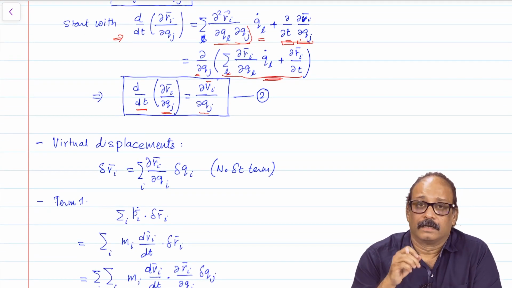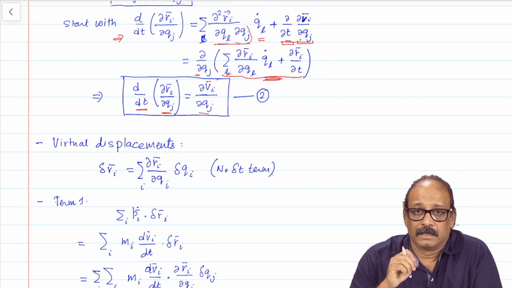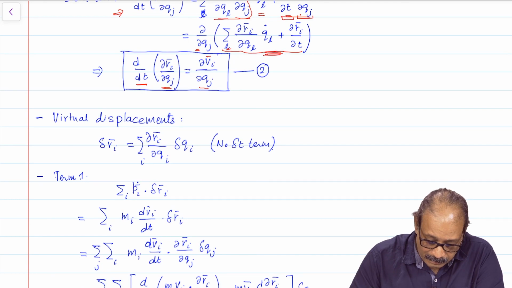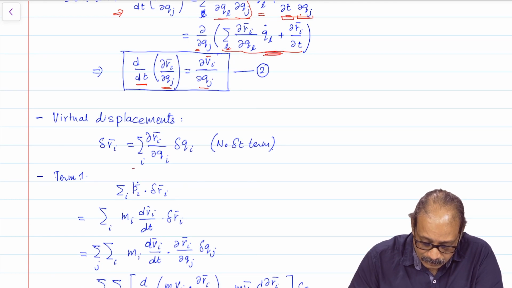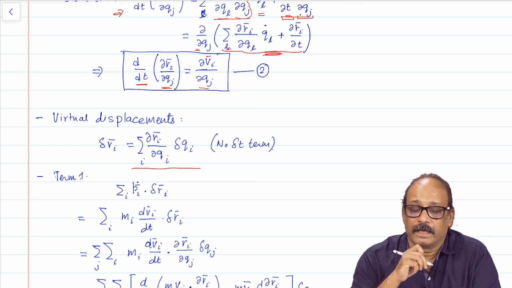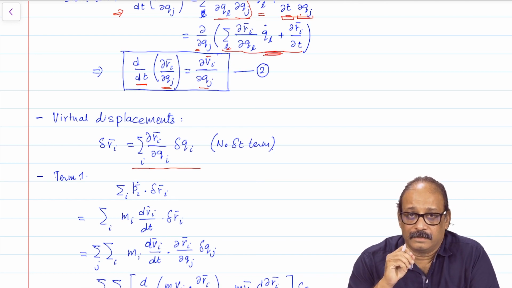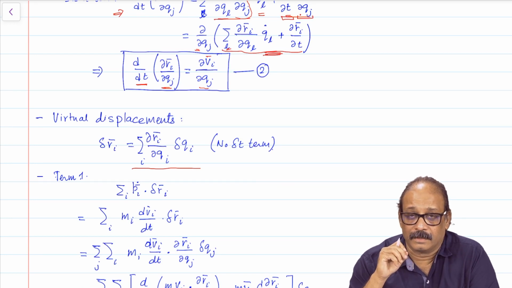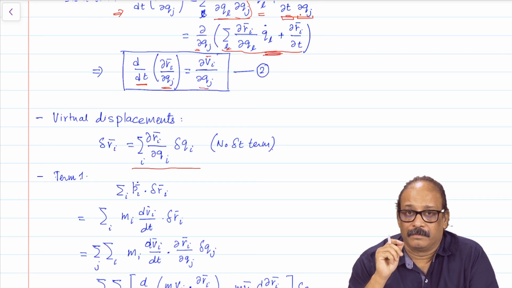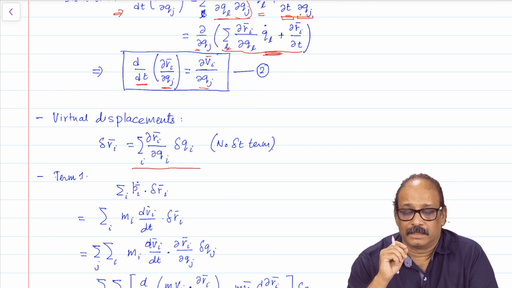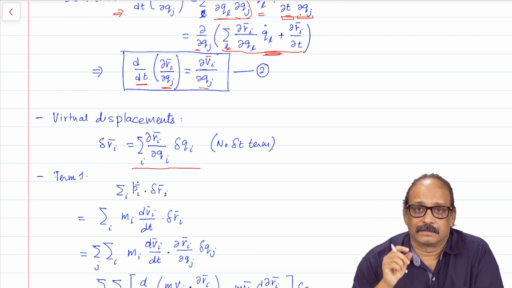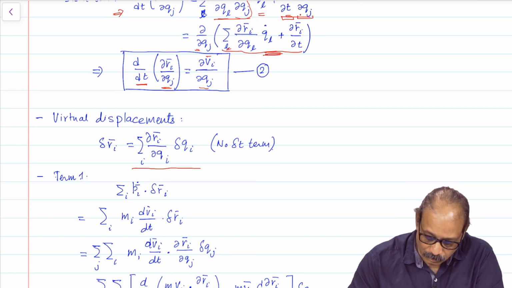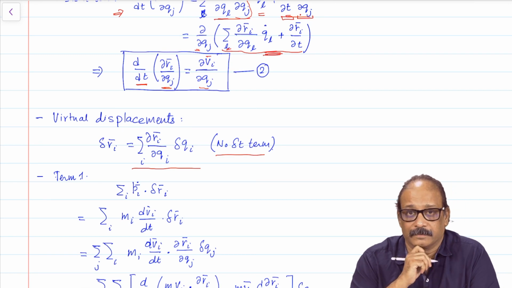Now, look at the virtual displacements. The virtual displacements, remember, are delta R I equal to, again by chain rule, del R I by del q j into delta q j. And what happened to the time term? Remember, these are virtual displacements. That means, these displacements are taken at an instant t. So, no delta t term for this one.